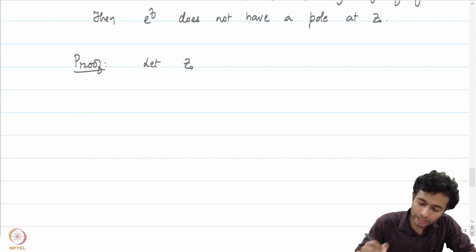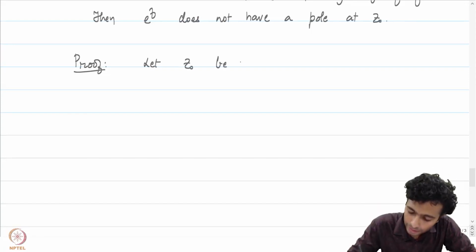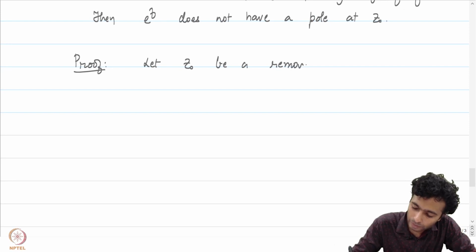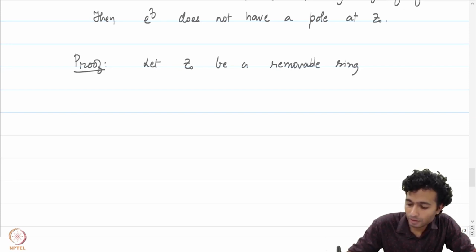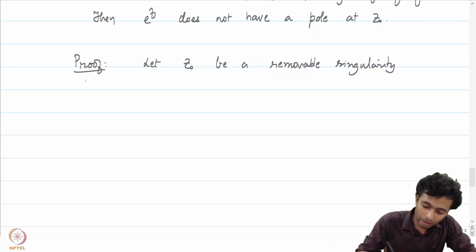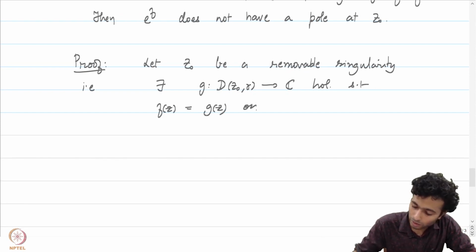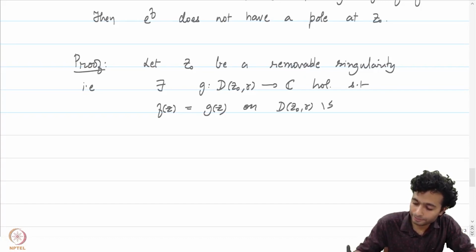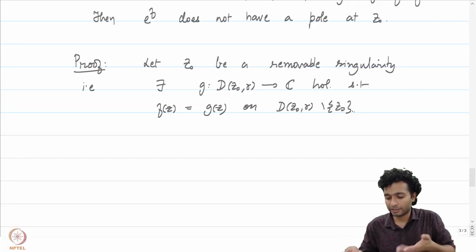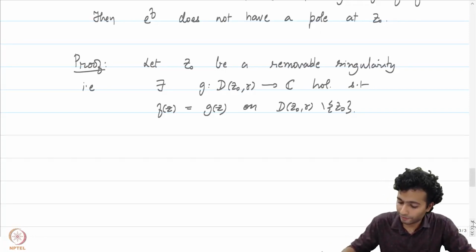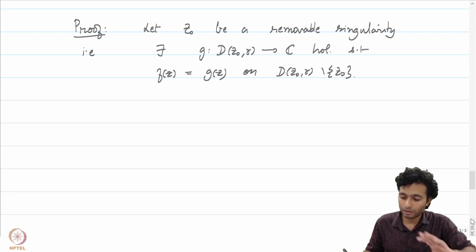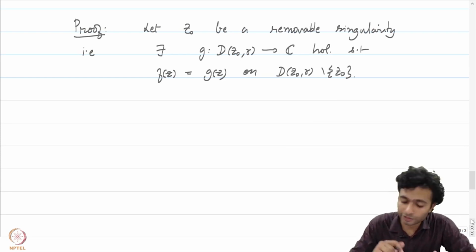Suppose we have z0 as a removable singularity. This is the simplest case, i.e. there exists g holomorphic on D(z0, r) such that f of z is equal to g of z on D(z0, r) minus z0, where our function f is defined. We don't know its behavior at z0, but suppose it's a removable singularity, we can get hold of one such function g.